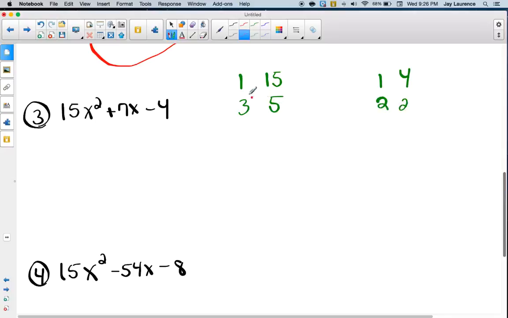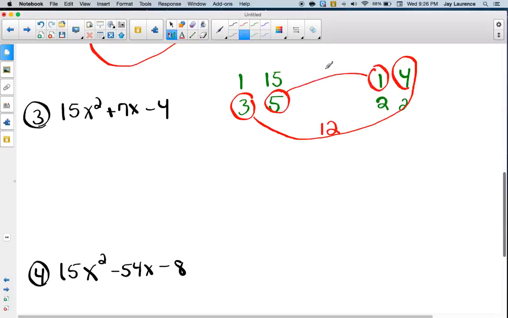How about this? How about 3 times 4? That could be 12. And then 5 times 1 is 5. And I need to get positive 7 by subtraction, so isn't the problem going to be 12 minus 5? There you go, that's positive 7. All right, so I'm ready to factor. So I'm going to get my two quantities. Okay, I'm going to have a 3x and a 5x, like that.